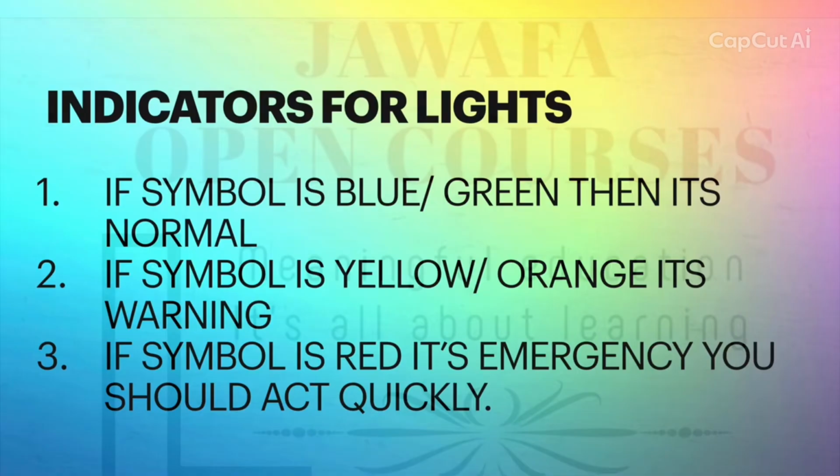If it appears in yellow or orange, it indicates a preliminary warning sign. However, if that particular symbol turns red, specifically, if you observe any symbol on your dashboard illuminated in a red color, then this signifies an emergency situation, a critical warning. You must respond immediately, you must take swift action, and you absolutely need to get your vehicle thoroughly inspected.